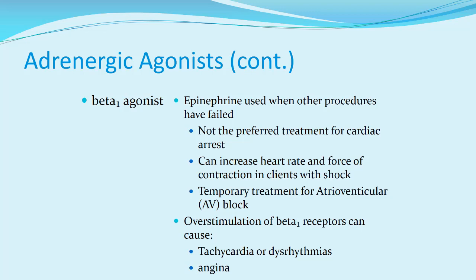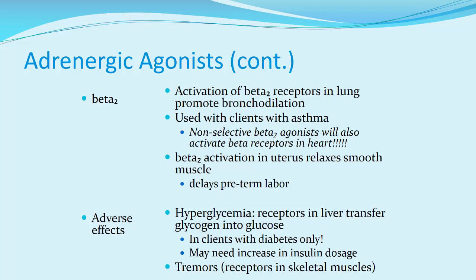Now we'll move on. We'll talk about beta-2 agonists. Beta-2 agonists are used to target cells in the lungs and uterus. When beta-2 receptors are activated in the airways, bronchodilation occurs. Although inhaled beta-2 agonists don't absorb that well into the bloodstream, there is some potential for the beta-2 receptors in other organ systems to be affected. Activation of beta-2 receptors in the heart, for example, could cause tachycardia and palpitations.